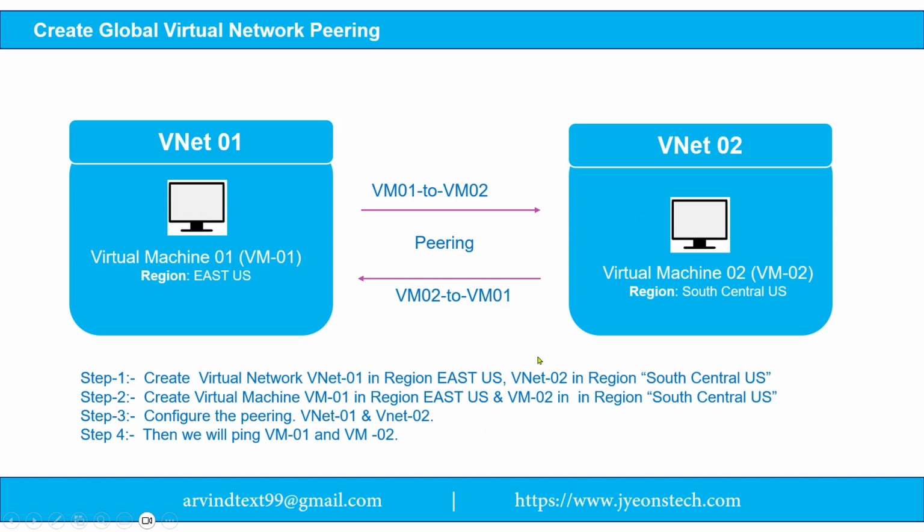But here you can see the regions are different. We are creating this part in East US and this part in South Central US. Both the regions are different. Since the regions are different, it comes under the global virtual network peering. So let's see the lab.